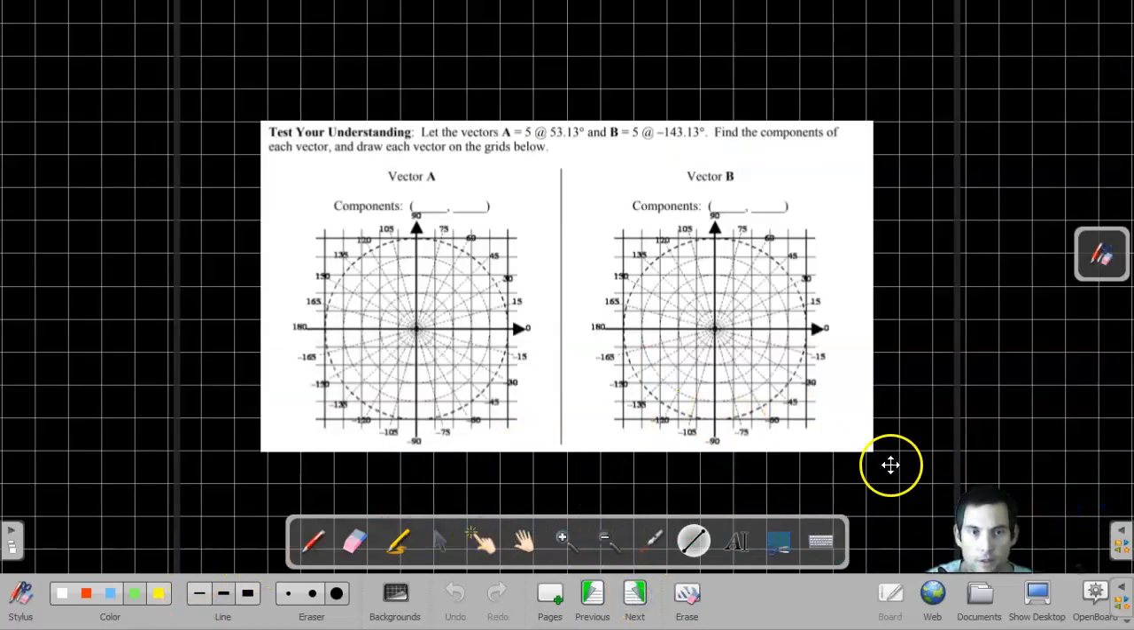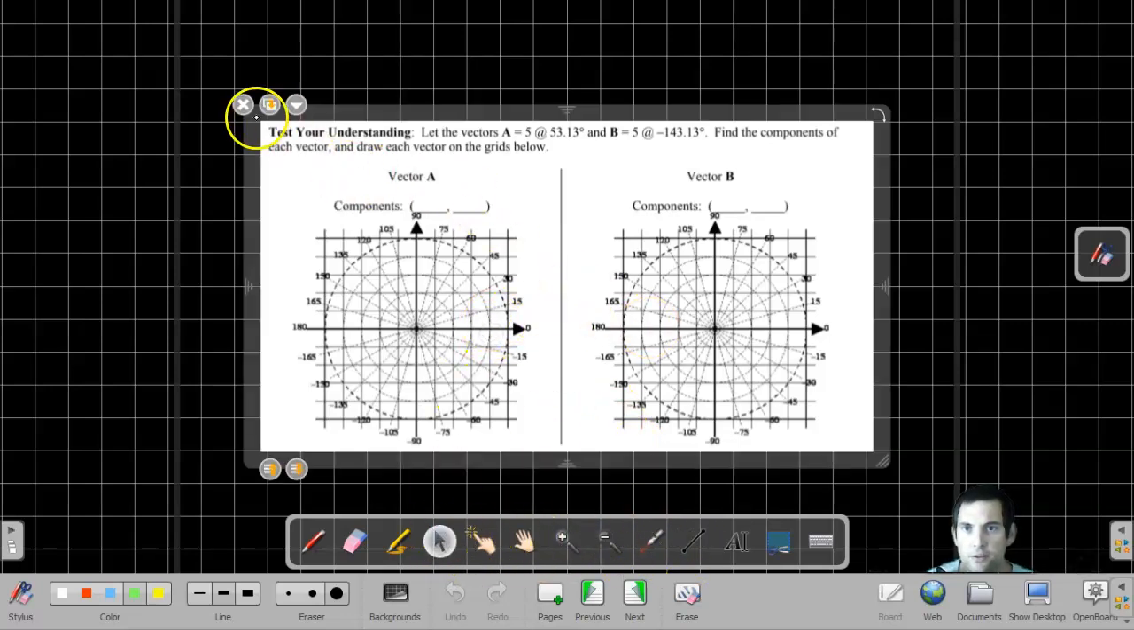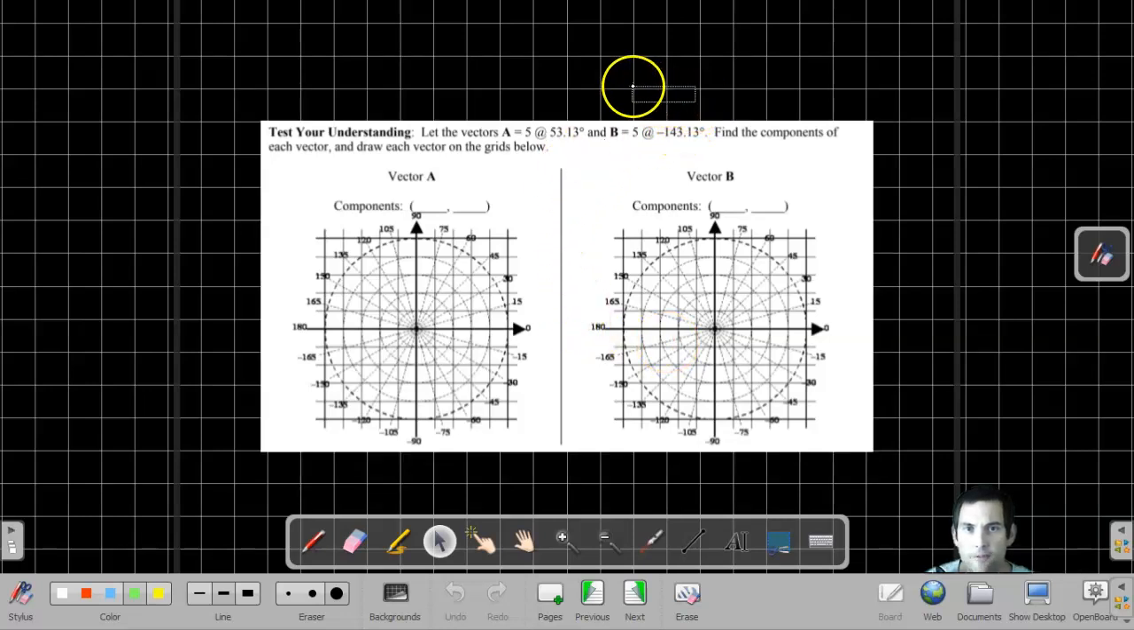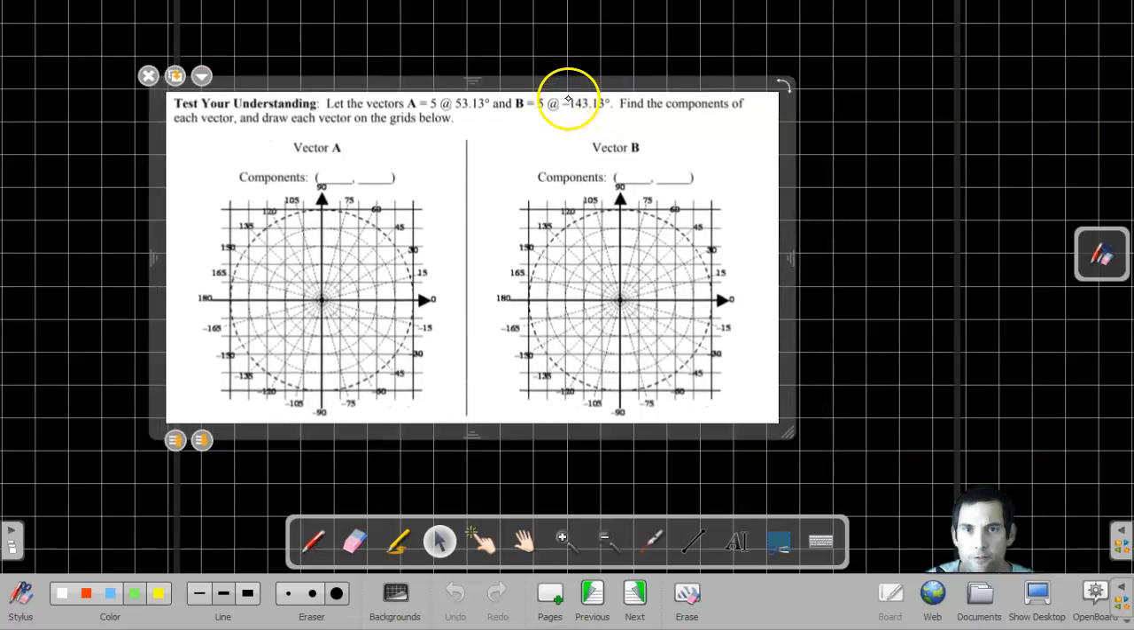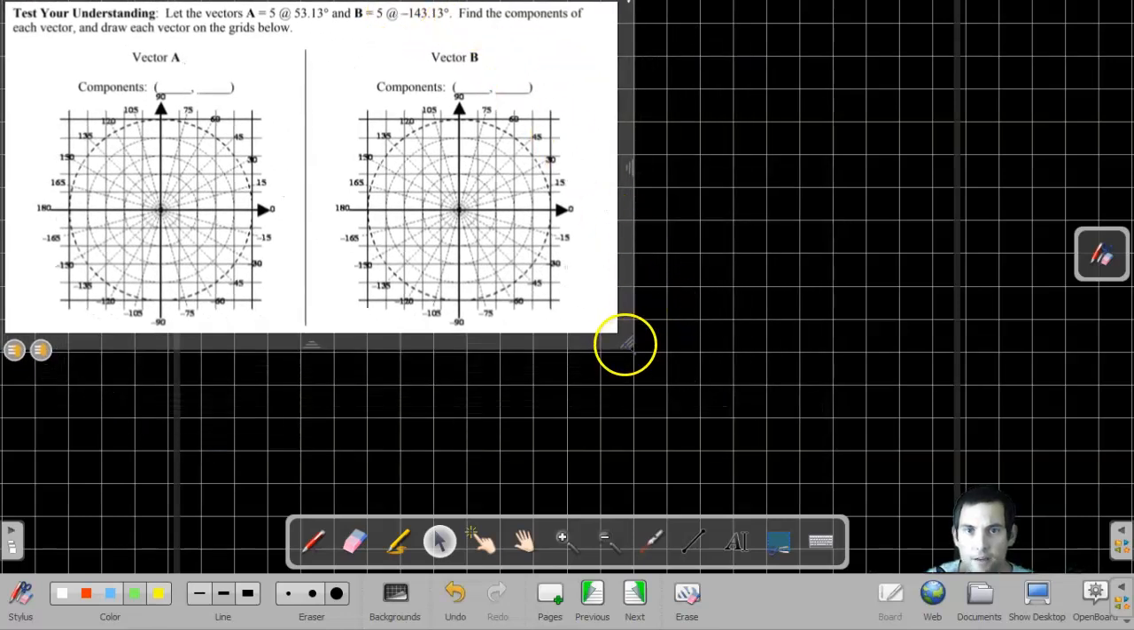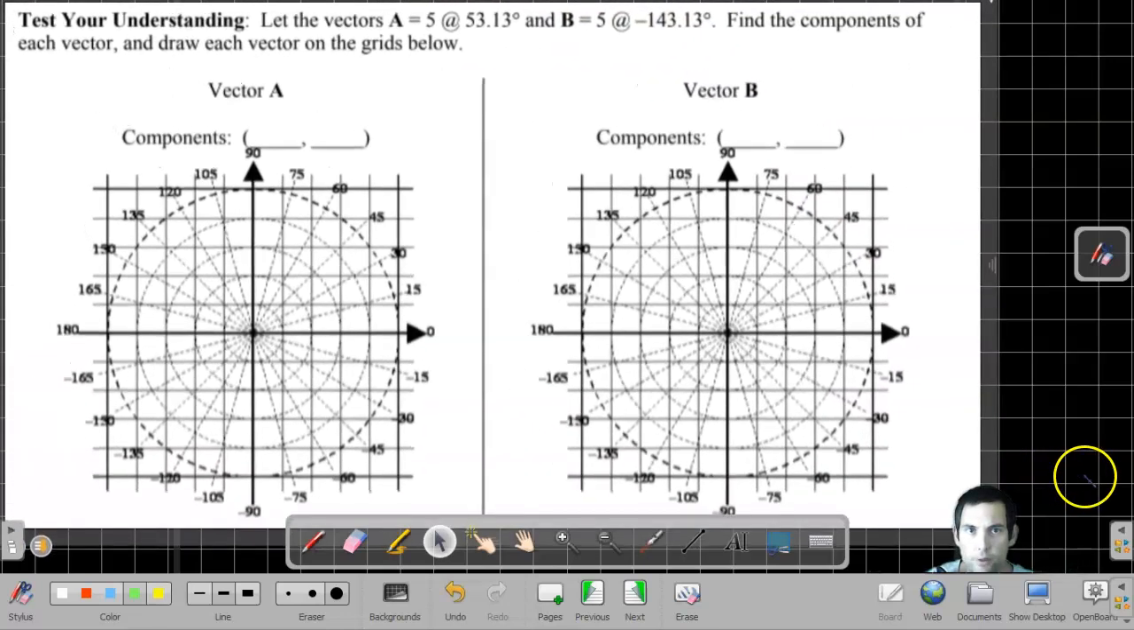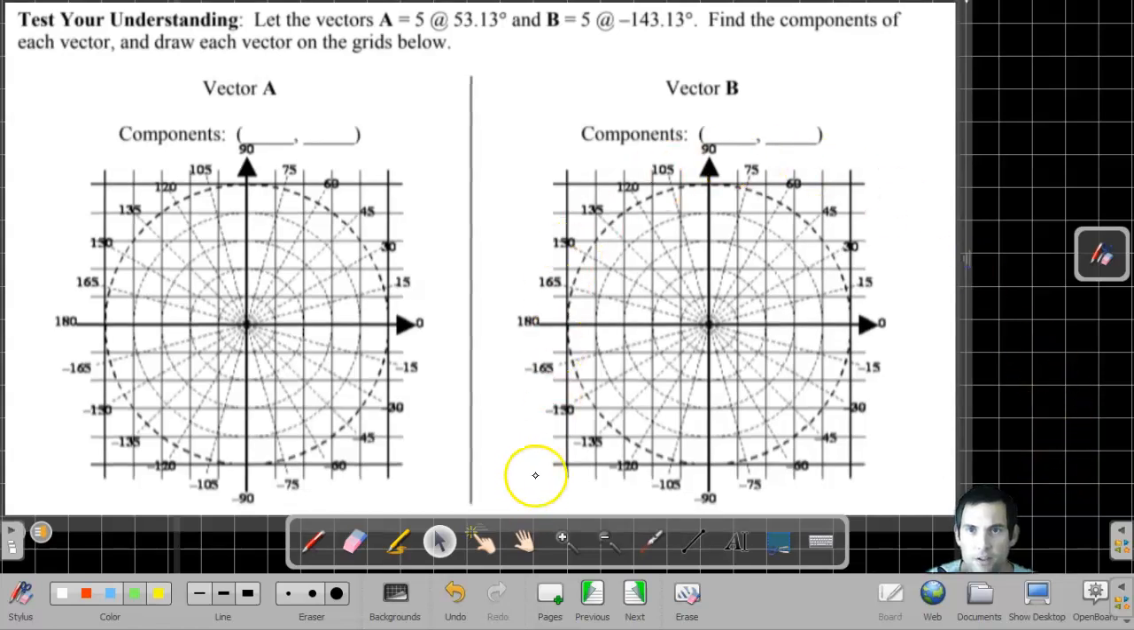Circles. All right. Let's do it. We have, let vector A equal 5 at 53.15 and B is negative 5 at negative 143. Find the components of each vector and draw each vector on the grids below.